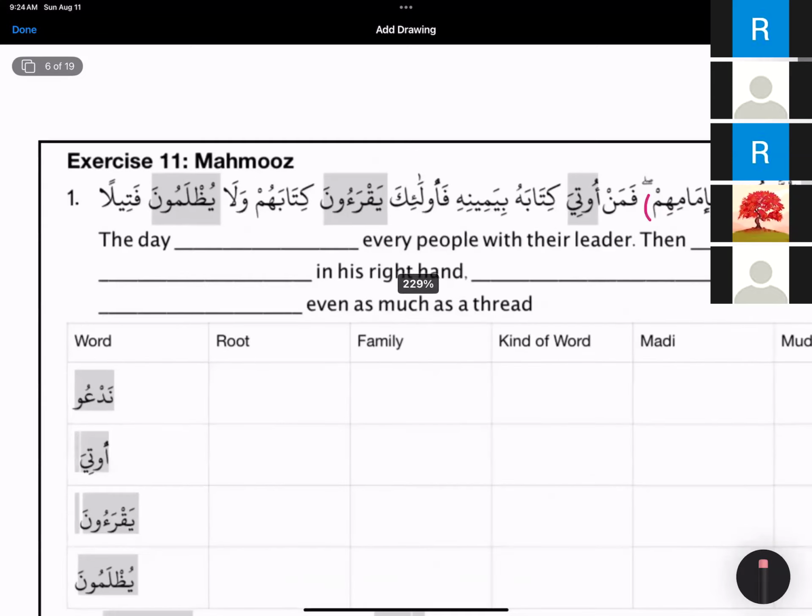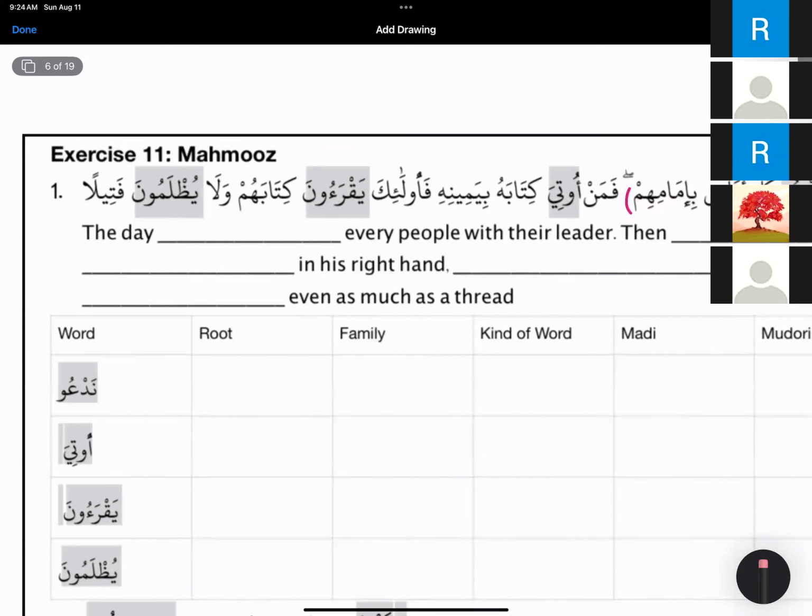So over here, what is the root letter of yuzlamuna? Zalam: za, lam, mim. And what bab is it following? Yuzlama. Zalama yazlimu. Yazlimu, yes. So if we are saying yazlimu, which bab is it following?